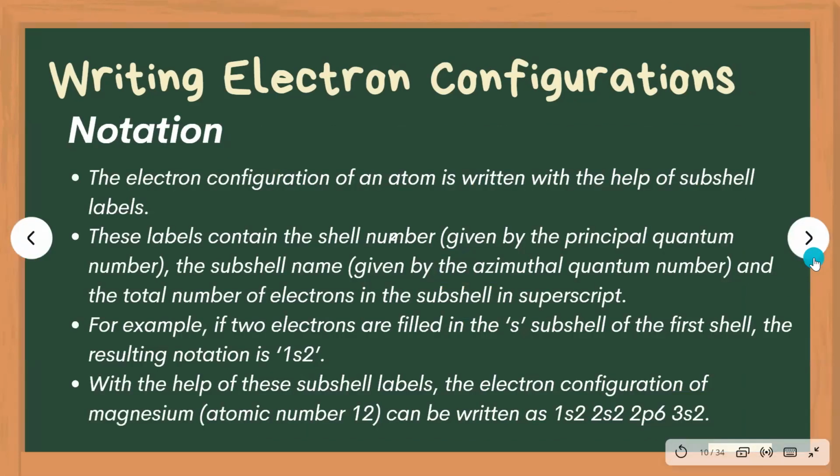All right. Now, let's consider one more thing, the notation. The electron configuration of an atom is written with the help of subshell labels. This label contains the shell number given by the principal quantum number, the subshell given by the azimuthal quantum number, and the total number of electrons in the subshell in superscript. For example, if 2 electrons fill the s subshell of the first shell, the resulting notation is 1s2. With the help of these subshell labels, the electron configuration of magnesium can be written as 1s2, 2s2, 2p6, and 3s2.